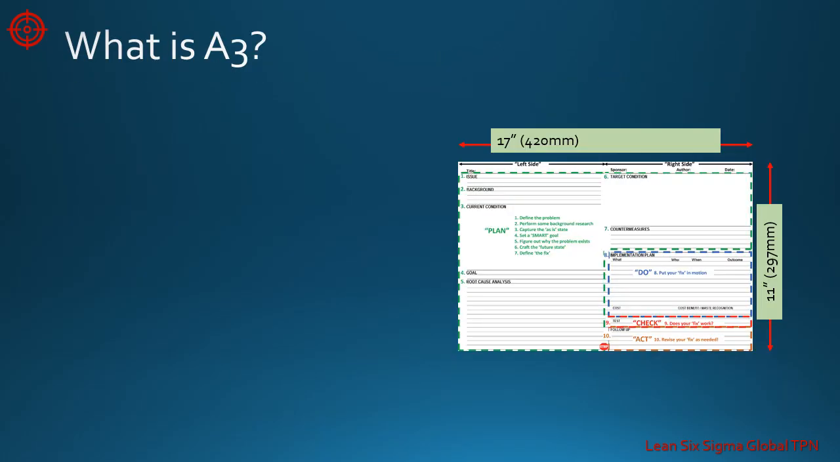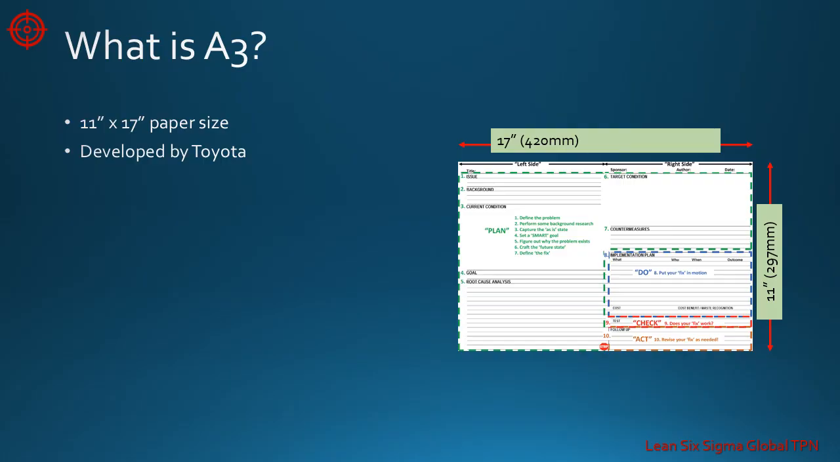So what is A3? A3 problem solving is a structured problem solving approach that was developed by Toyota and is commonly used in lean manufacturing, continuous improvement, and agile methodologies. The name A3 refers to the size of the paper used to document the problem-solving process.